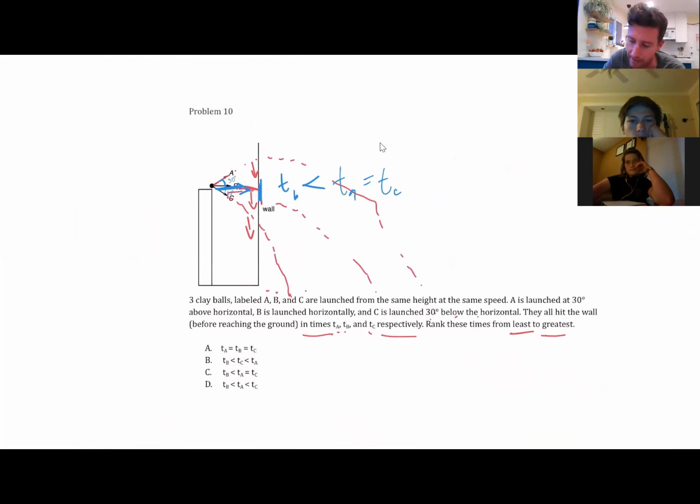Same height, okay, yeah, at the same speed. That's the big key point, that they are launched at the same initial velocity. So I am looking at what percentage of it is vertical. So B should be the least. B is less than A and C, so the answer is C.